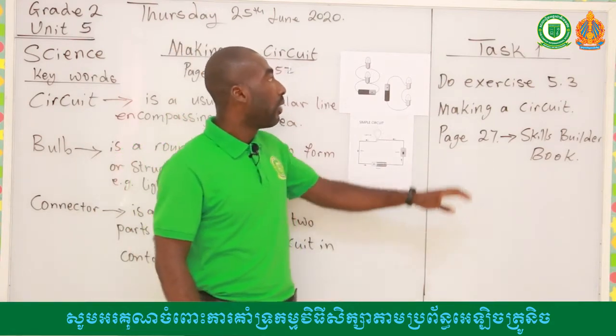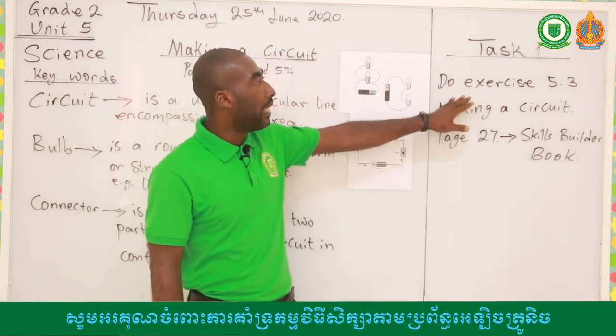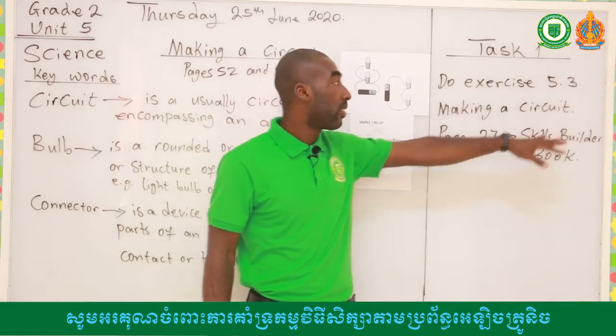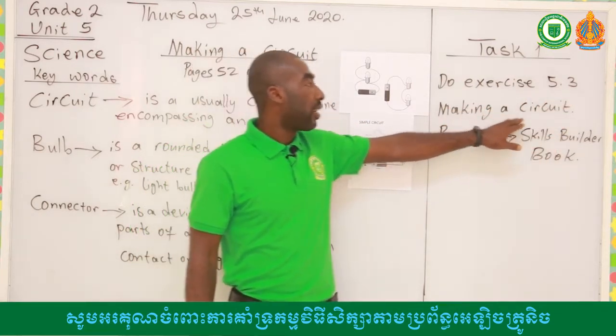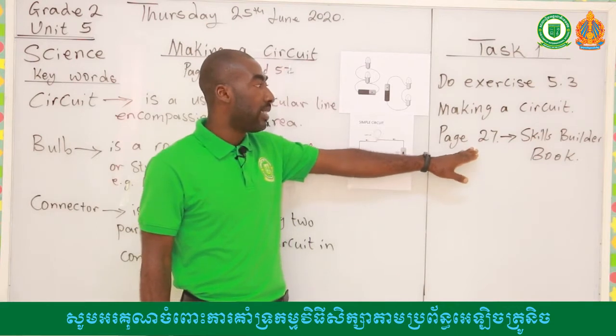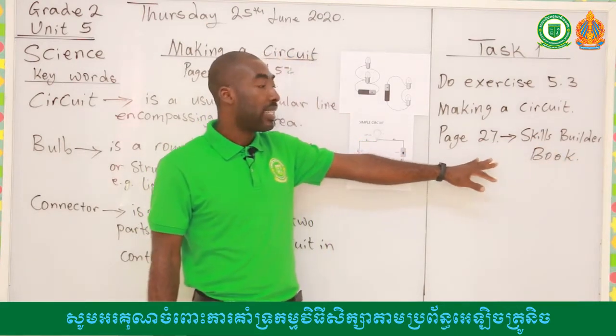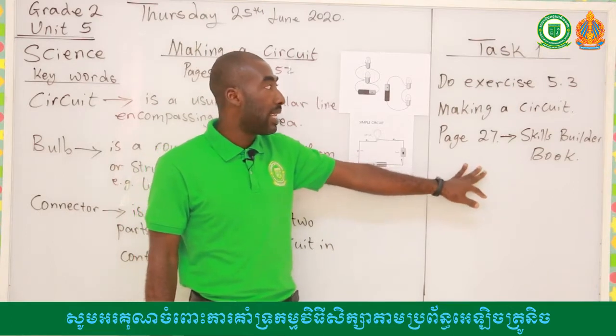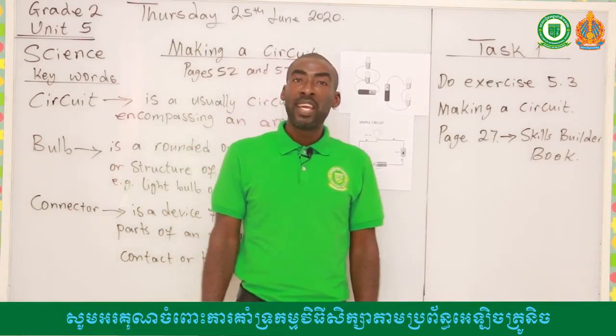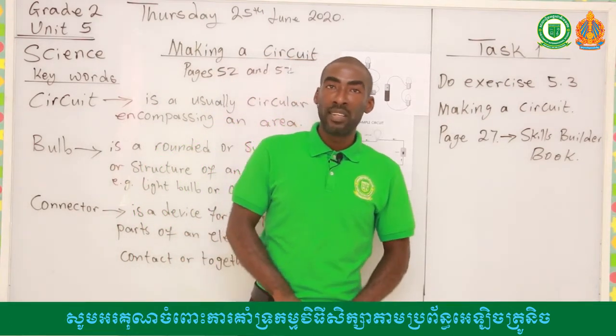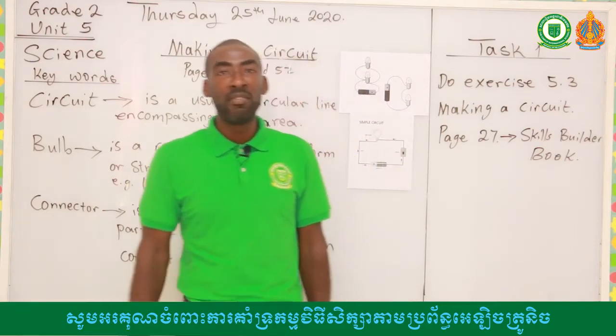Okay, so we will have our first activity. We are doing exercise 5.3, making a circuit. Go to page 27 of your skills builder book. There is a table there. I want you to complete that about making a circuit, and then we can go to our second video. So I'll see you in our second video, okay?